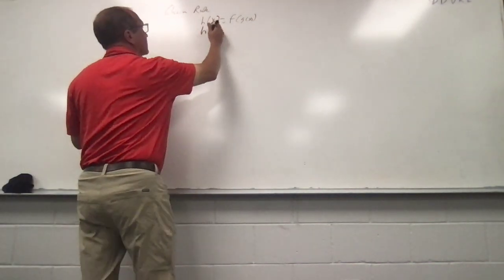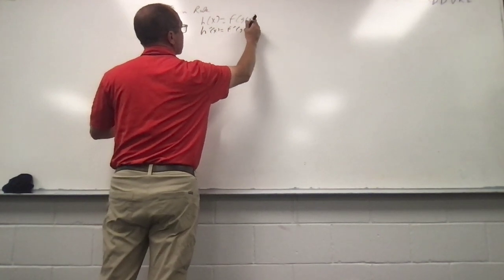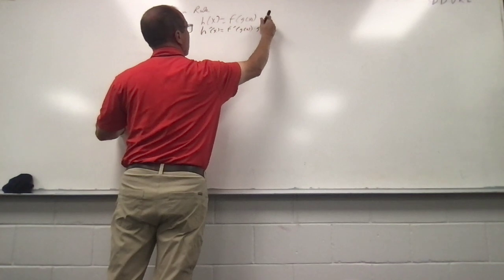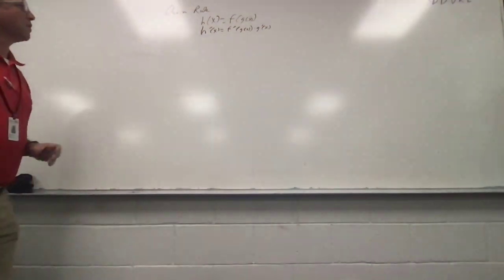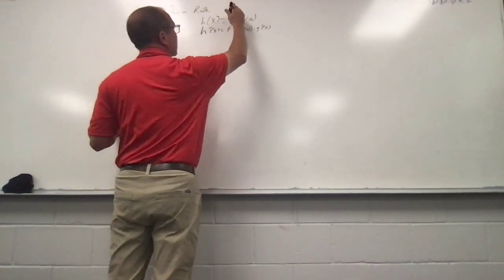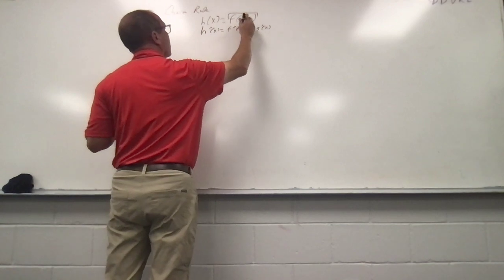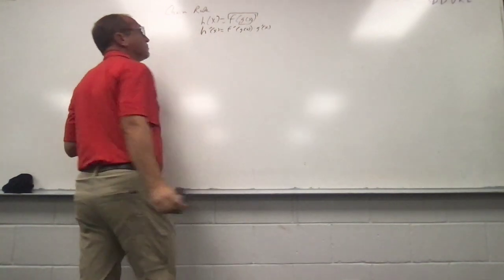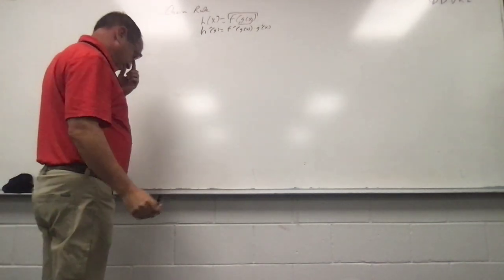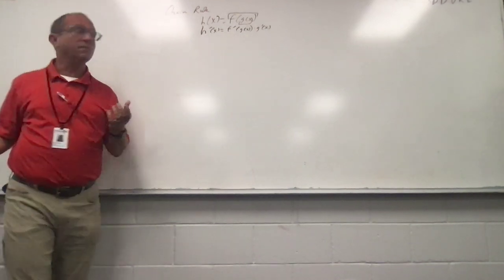h prime of x would equal f prime of g of x times g prime of x. So to sum it up in real people terms, what it's saying is we would take the derivative of the outer portion and multiply it by the derivative of the inner portion. So now this is going to open the door for us to be able to take a lot more derivatives.